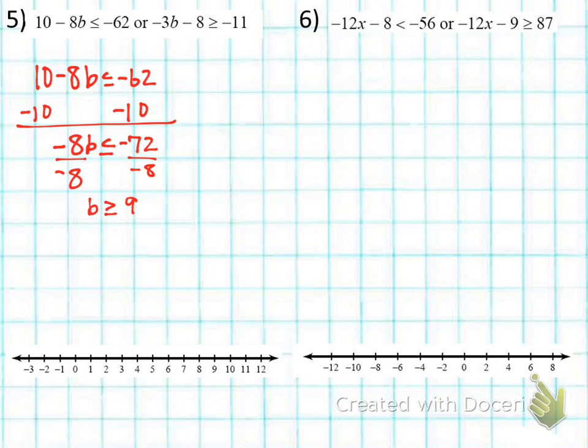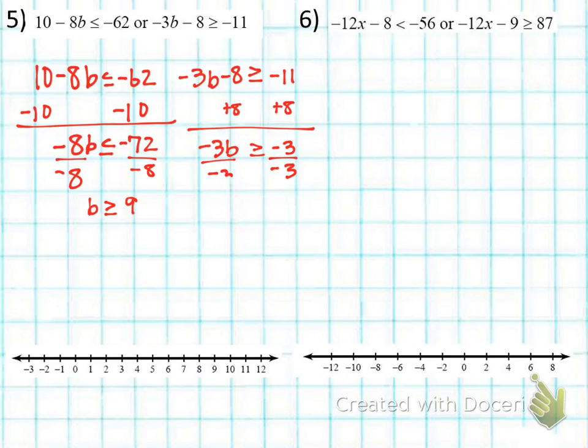Now we're doing the second one. So we got negative 3b minus 8 is greater than or equal to negative 11. So add 8 to both sides. We have negative 3b is greater than or equal to negative 3. Divide both sides by negative 3. We're dividing by negative, so we have to flip the inequality sign again. So we got b is less than or equal to 1.